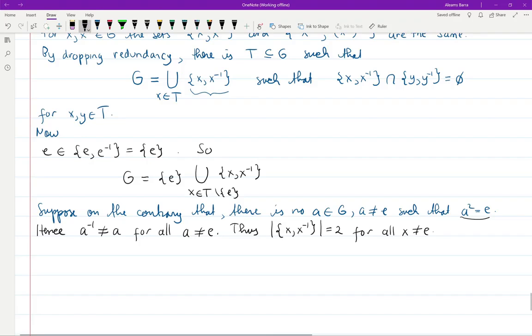Okay, so now we can count how many elements G has. The number of elements of G is 1 plus, since each of these are disjoint and each consists of 2 elements, twice the cardinality of the set T minus E, which is an odd number. But this is a contradiction.